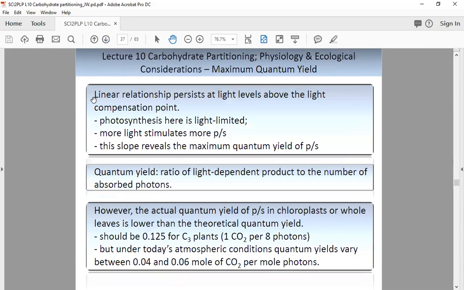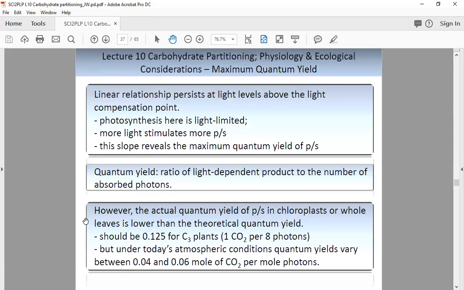The linear relationship that we saw in that light response curve between carbon dioxide assimilation and absorbed light, that is the light limited part of the response curve, reveals a slope that is referred to as the maximum quantum yield of photosynthesis. However, the actual quantum yield of photosynthesis in chloroplasts or cells or leaves is actually much lower than the theoretical quantum yield.